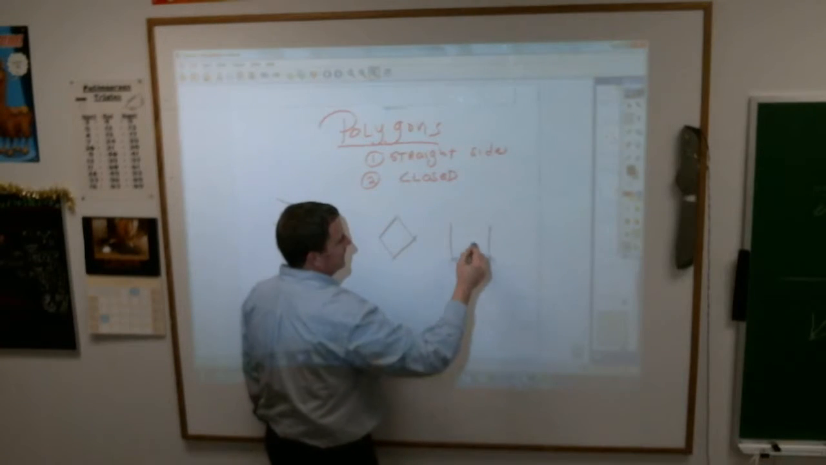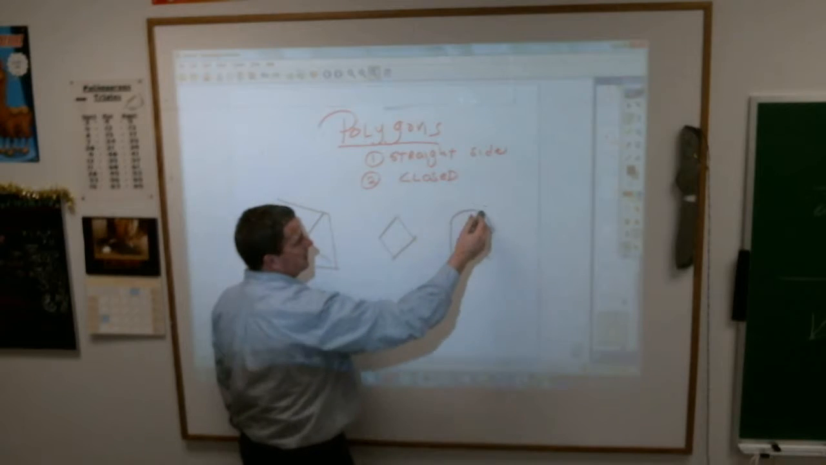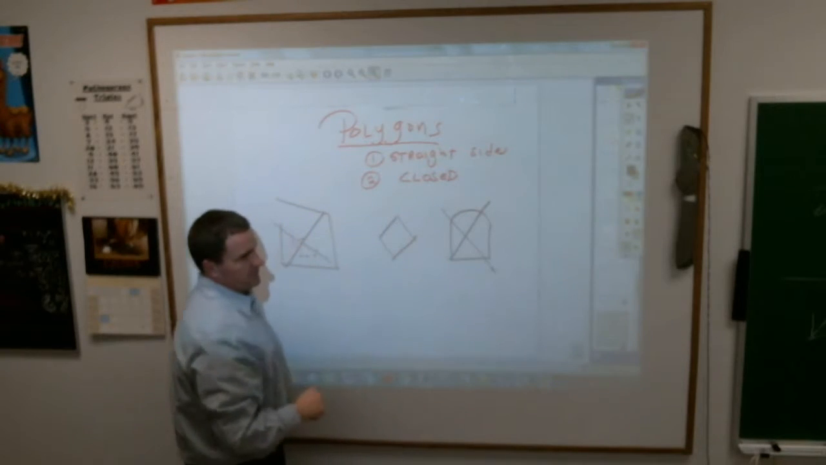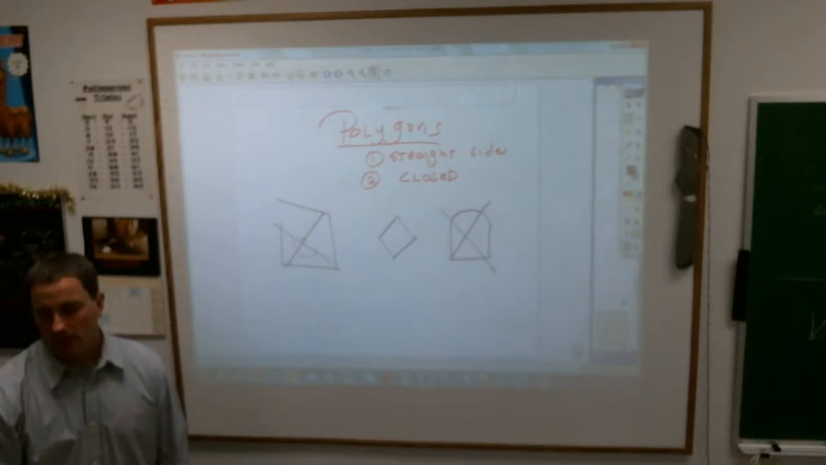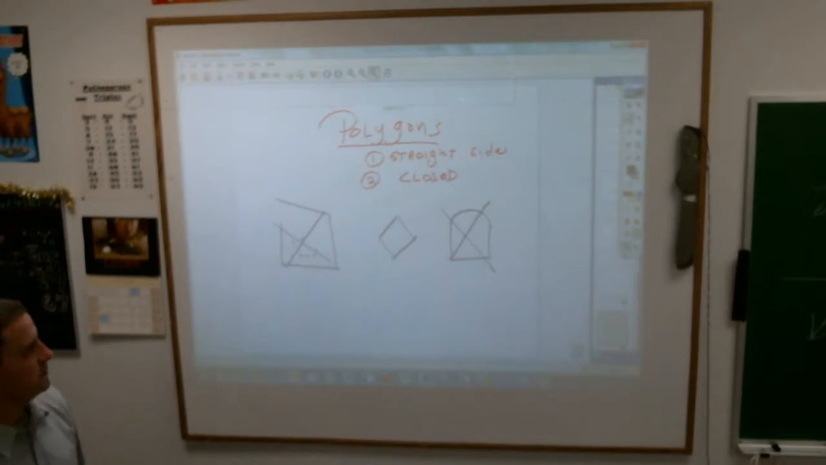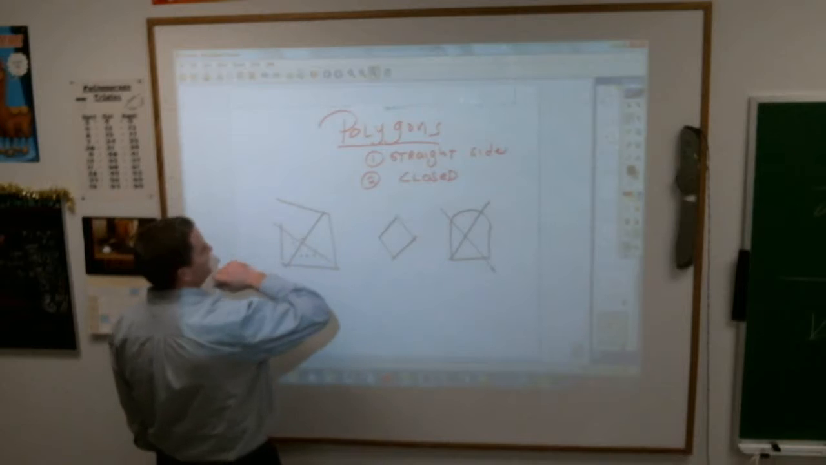So it has to be closed and it has to be made up of straight lines. Is this a polygon? No, because it's got a crooked side to it, a curved side. It has to be straight and it has to be closed. And I know you know all there is to know about these, but let's just make sure you understand the names of them.